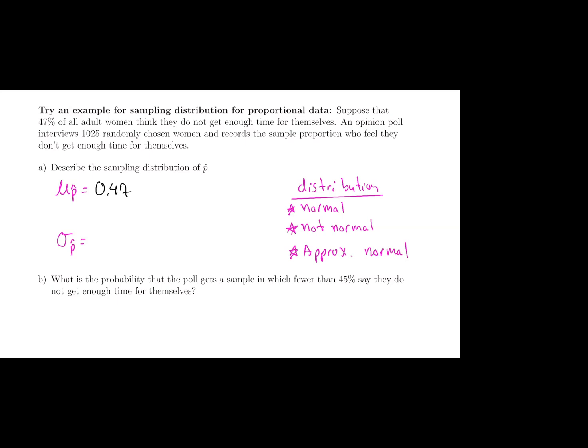Then we're gonna do sigma p hat. For sigma p hat, you want to get p, which is 0.47, multiply that by 1 minus 0.47, and you divide it by our sample size. In this case, our sample size is 1,025. If you actually go ahead and work that out, you should get 0.0156. So that's your sigma of p hat. Any question in regard to mu p hat or sigma p hat?